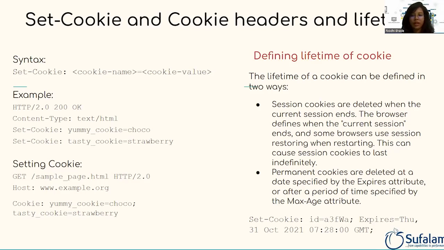Then there are permanent cookies, which are deleted at a specified time. There will be an Expires attribute or a Max-Age attribute. In the Expires attribute, you can specify the exact time when the cookie will be deleted, along with the time zone, and in the Max-Age attribute, you can specify the time to live, let's say for how many milliseconds the cookie will last.